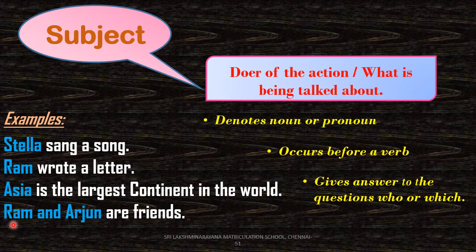Coming to the last sentence, Ram and Arjun are friends. So, here, who are friends? Ram and Arjun. So, who is being spoken about in this sentence? Ram and Arjun, and therefore it is the subject.